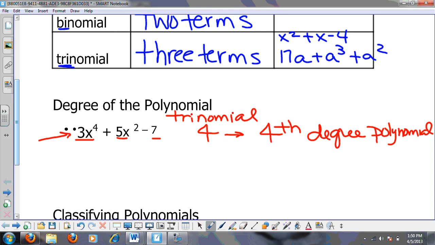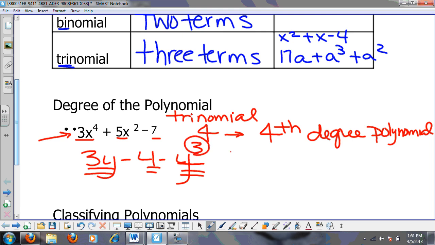Okay. If you want to look at a couple of other ones, you can look at 3y minus 4 minus y cubed. Okay, so my monomials are 3y, 4, and y cubed. What's the highest degree there? Cubed. So it's a 3rd degree.